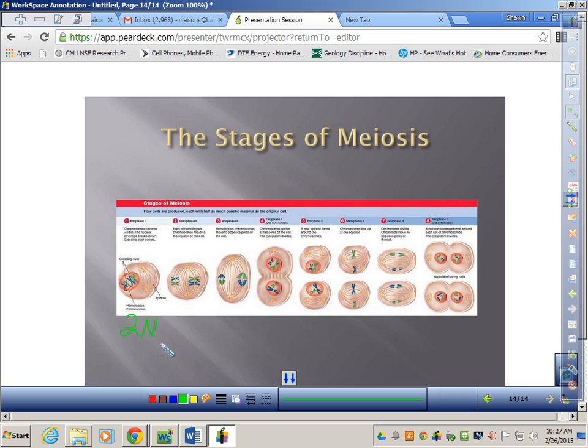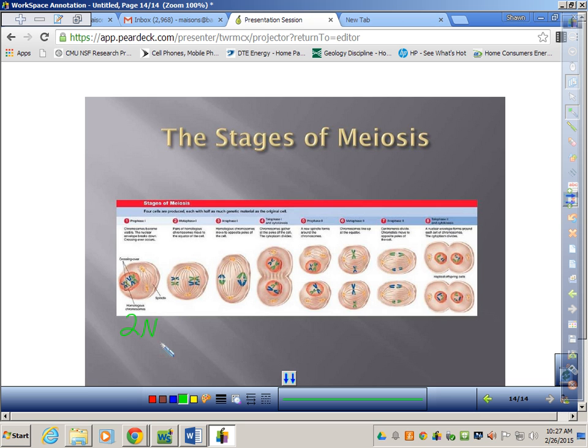Okay? Then we go through another division. We go through prophase 2. It's just like mitosis. Chromosomes are still visible. Nucleus breaks down. Centrosomes head to each side. Metaphase 2, they line up in the middle, now single file, not side by side. Spindles start to tug on them. And in anaphase 2, we separate the chromatids, now each their own chromosome.